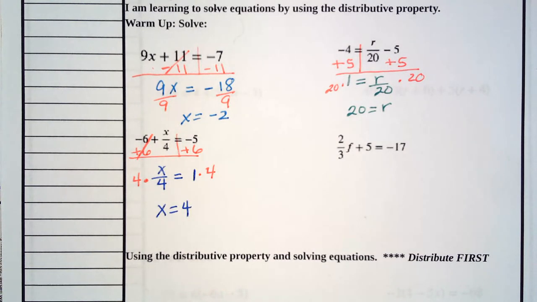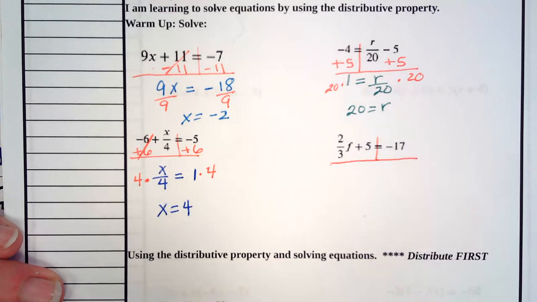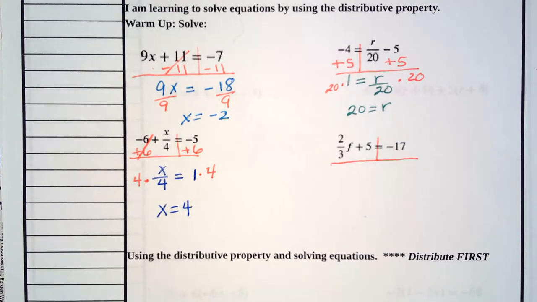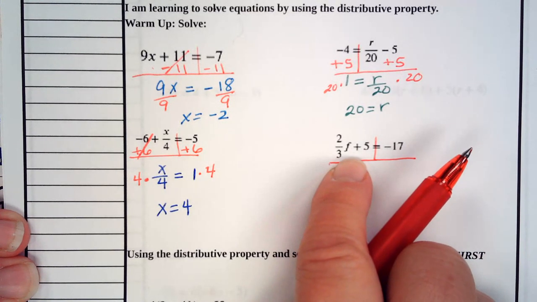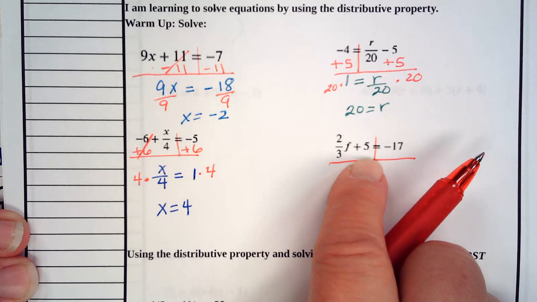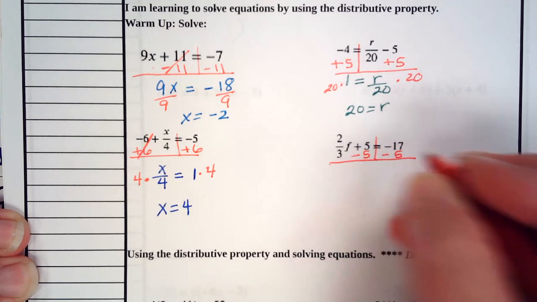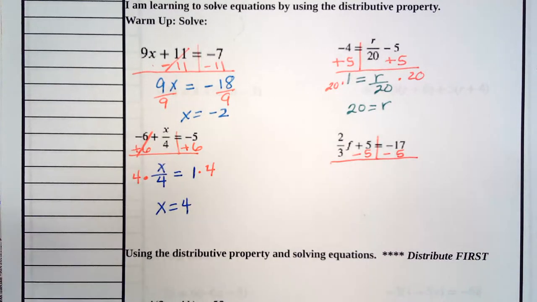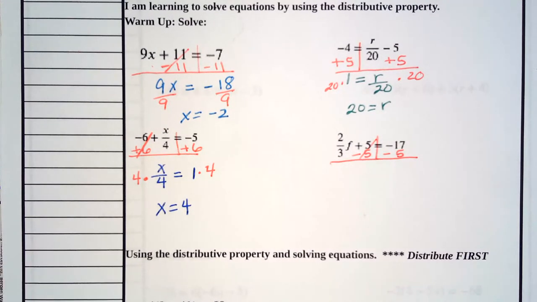For the last one, I've taken f, multiplied it by 2/3, added 5, and I ended up with negative 17. How do I undo what happened last? Well, I've got to get this variable by itself. I've added 5. The opposite is to subtract 5 from both sides. So I've eliminated the 5 on this side. Positive 5 minus 5 is 0. I've zeroed it out.